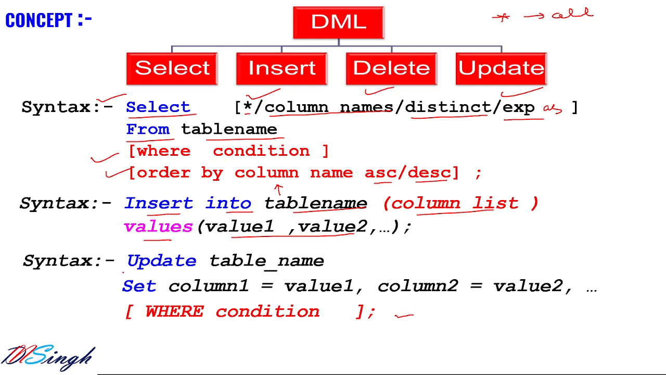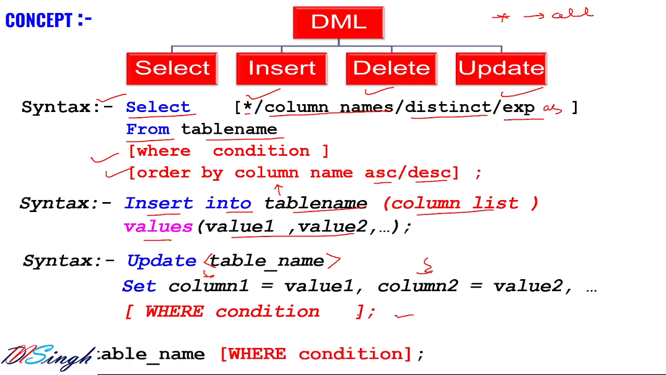Again I am repeating the syntax of the update command. You need to write the table name. After that you write the keyword SET. Then you write the column name equal to the value which you want to update, or if you want to update multiple columns, you can have multiple columns equal to values, comma separated. After that you will write the WHERE condition.